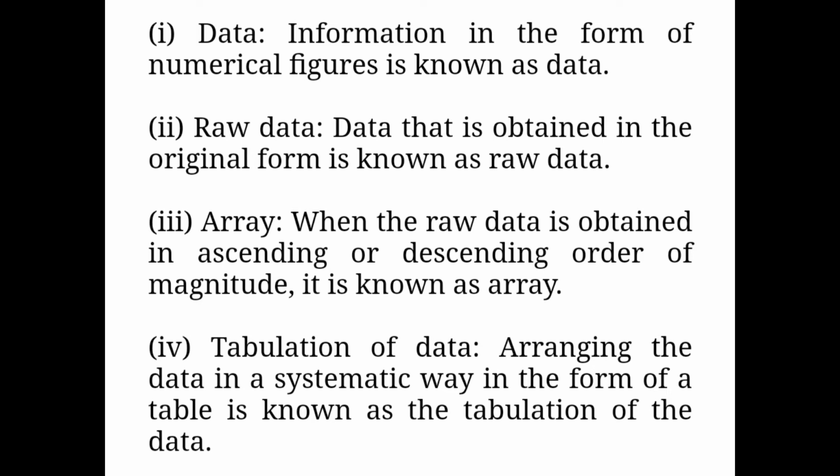And raw data is the data obtained in its original form. Its original value is called raw data. And next, array means whatever data we have collected, we arrange it in ascending or descending order. That is called the array.